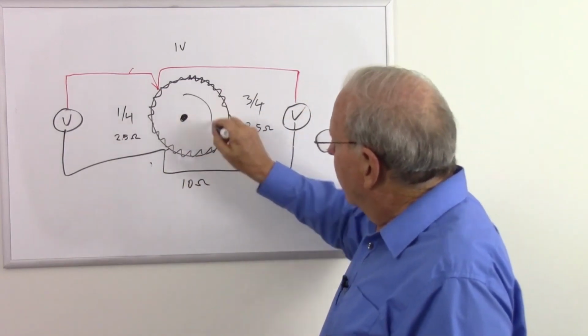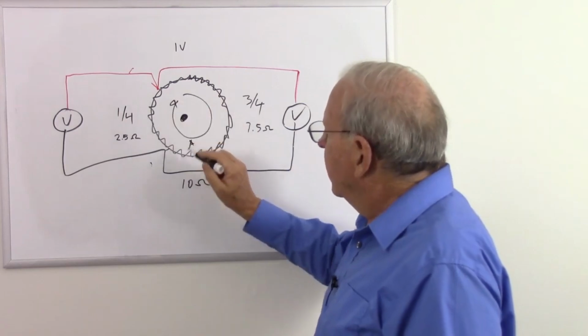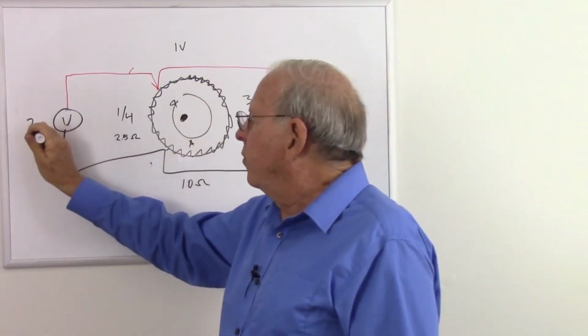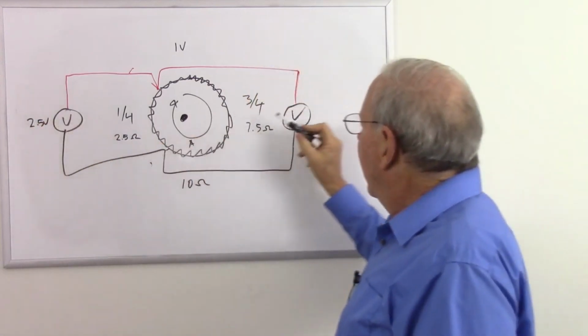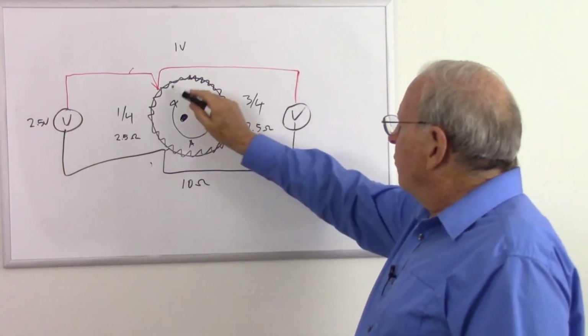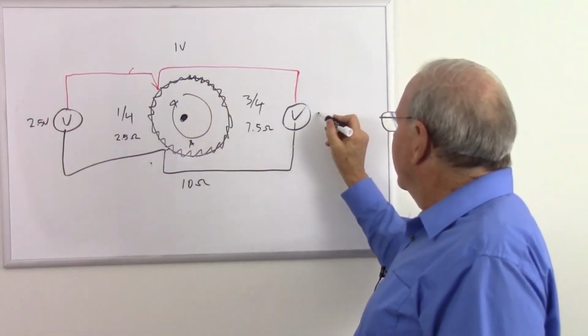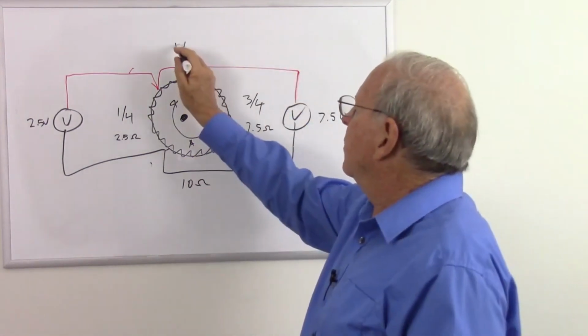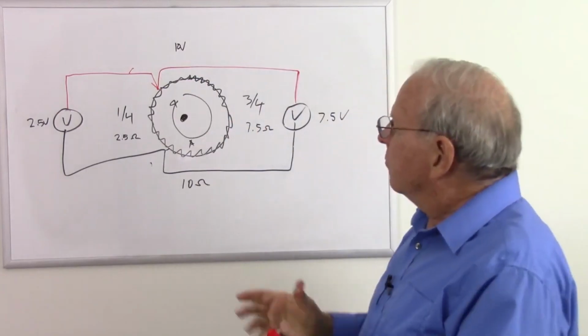So I have 1 amp of current. So 1 amp of current across 2.5 ohms, this should read 2.5 volts. And then this meter over here, measuring this part, should read 7.5 volts, equaling our full 10 volts.